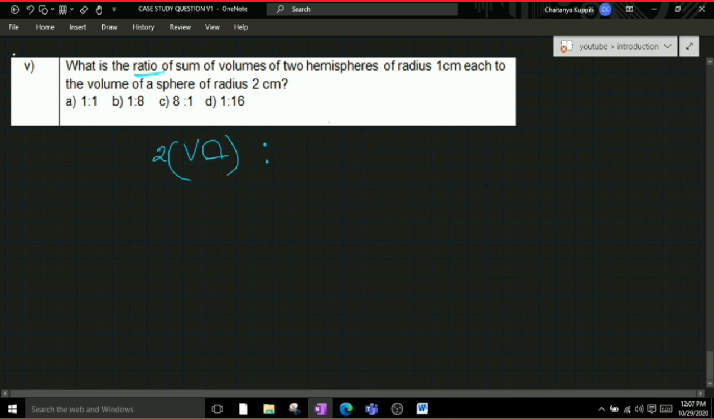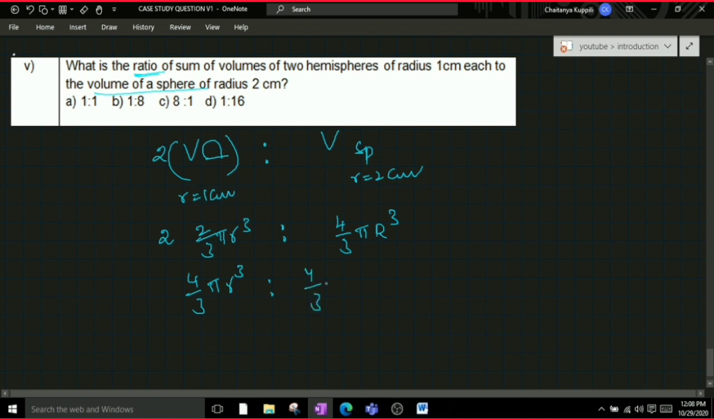Two hemispheres with radius r equal to 1 centimeter, and the volume of a sphere of radius 2 centimeters. Then 2 into the volume of hemisphere, which is 2 by 3 pi r cube, is to 4 by 3 pi r cube. Bigger r I have taken because here it is a different sphere. 4 by 3 pi will be cancelled. So 1 cube into 2 is to 2 cube, that is 1 is to 8 is the answer.